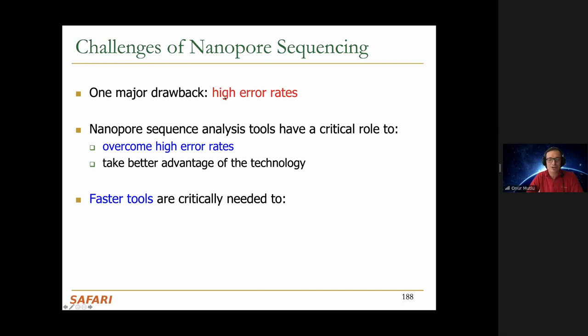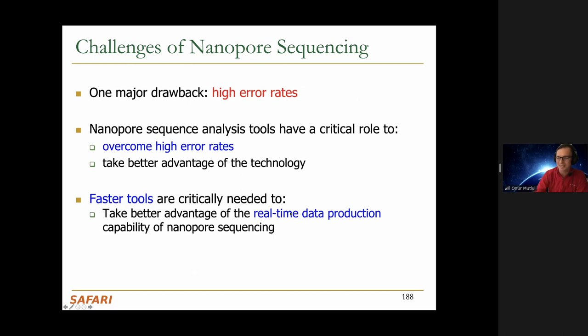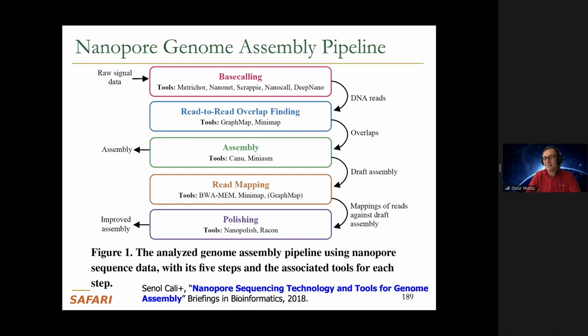And also, I think faster tools are critically needed to take better advantage of the real-time data production capability. So these nanopore sequencers, even though they're capable of in-the-field sequencing of anything, the computational capability is not integrated into the device, or sometimes people actually send the data to data centers that are much, much farther away. So they move a lot of data in the field to actually analyze the data that is produced by these devices. So basically, in my opinion, we're not really taking advantage of the capability of the devices today because we're processing the data far away. So we need to do perhaps much better, faster real-time data analysis. But again, this is not just a hardware problem. It's really an algorithmic problem as we've been discussing so far.